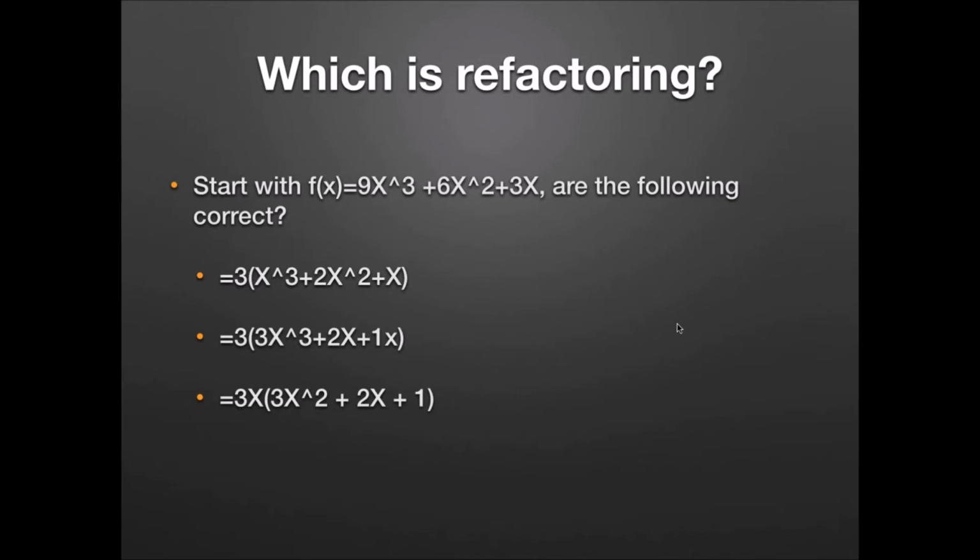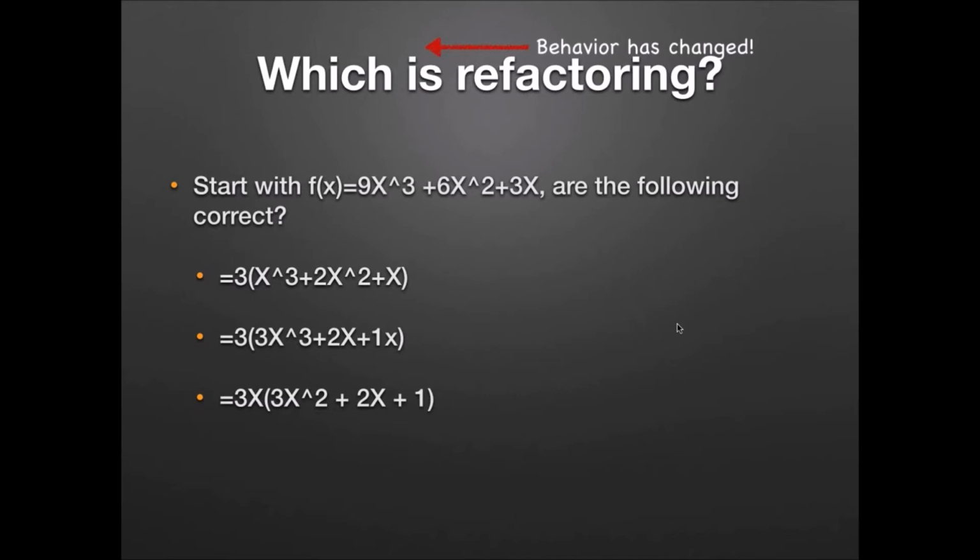So there's a function. By the way, refactoring also comes from math. There's this function which has 9x cubed plus 6x squared plus 3x, and beneath it are 3 different versions of that function. Now, what refactoring means is that the function should work the same way after the refactoring. The results of the function should be the same as what you see in the original format versus those next 3.